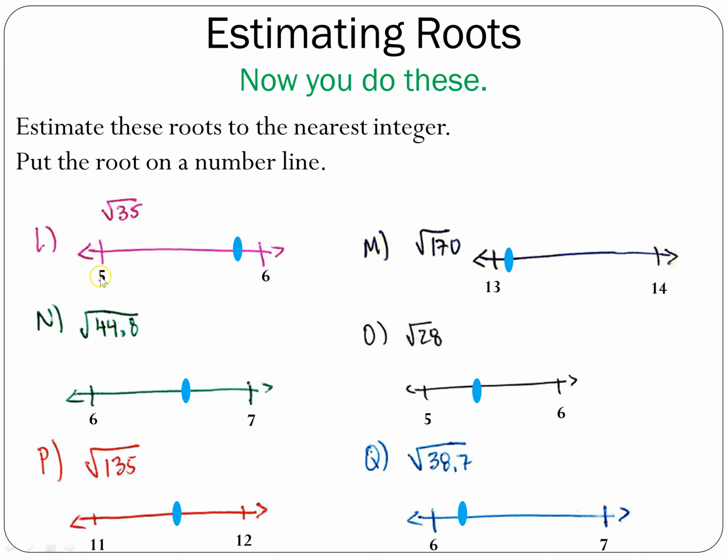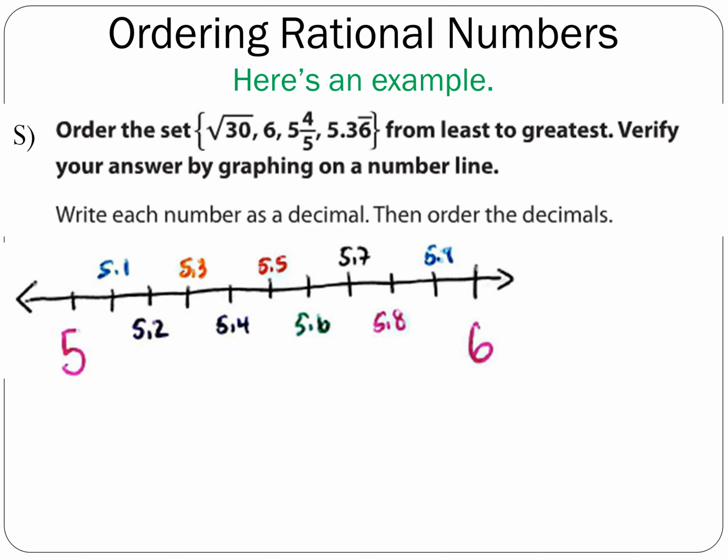We want to set the range on our number lines to two numbers whose squares are lower and higher than the square root that we're looking at. And then we're just placing that dot where the square root would be. So that's estimating roots. And now that we've estimated these roots, it becomes interesting to look at it in a different way.